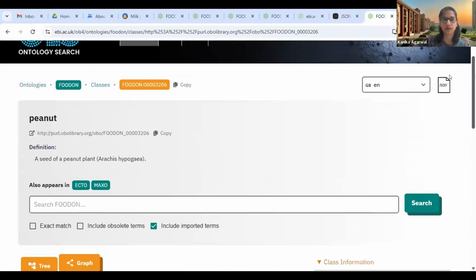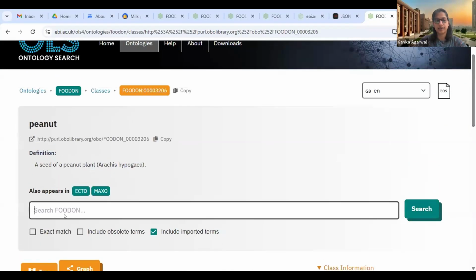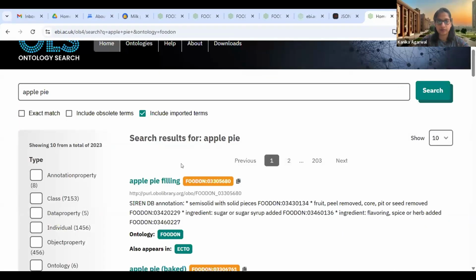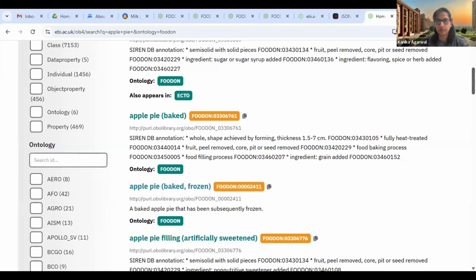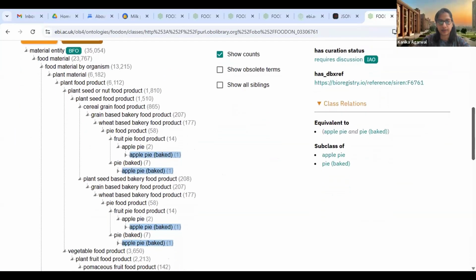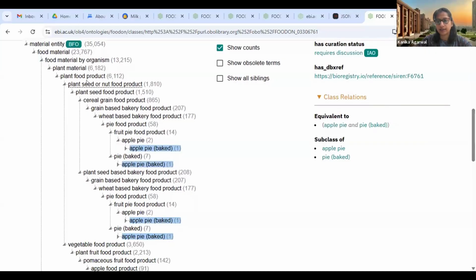Right? So now we want to look at, say, apple pie. We've seen the tree of how the map comes. Here we're looking at apple pie, and we see what the relationship is like. So we look at the material entity. It's a food material by organism. Again, it's a plant material, a plant food product.